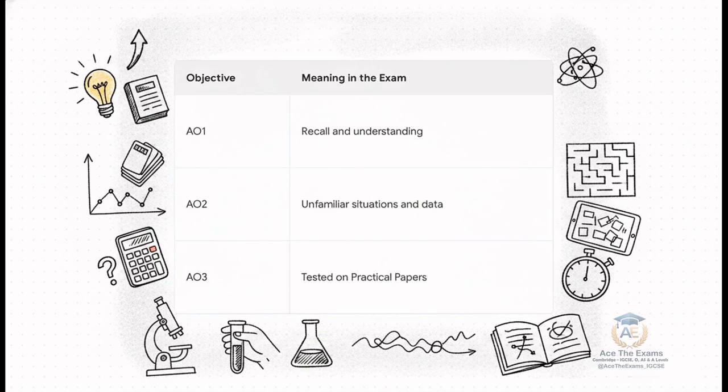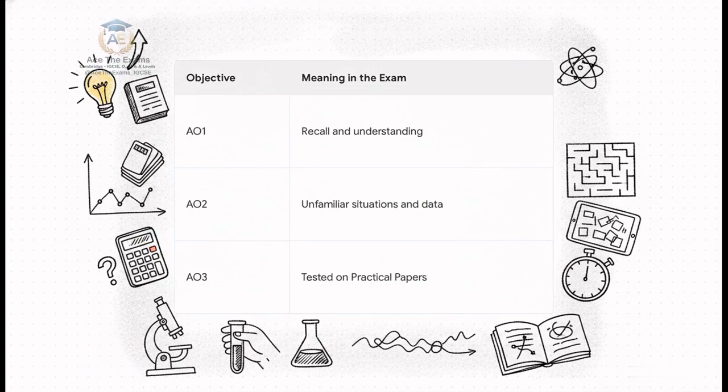AO2 is where things start to get tricky. This is where 30% tests your ability to handle information in totally unfamiliar situations. You can't just memorize your way through AO2. You will be asked to examine new data in graphs or tables or carry out calculations you've never actually seen before. Finally, AO3 is worth 20% and tests your experimental skills, which happens on the practical paper or the alternative to practical.